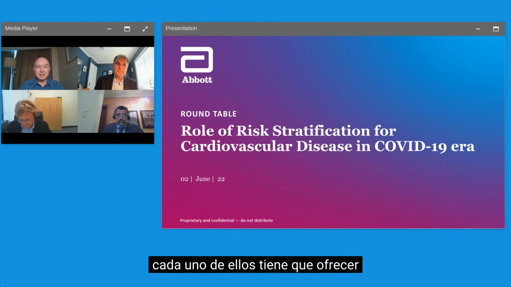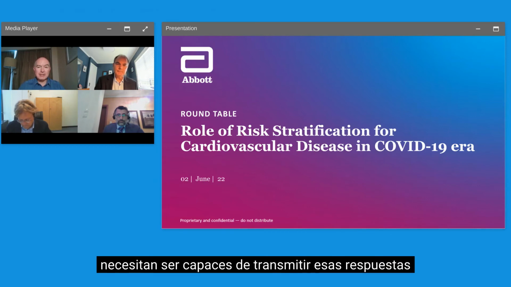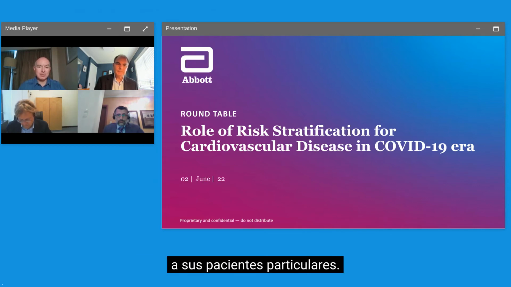They each have to be offering this test to their patients, and from the testing, they need to be able to convey those answers to their particular patients.